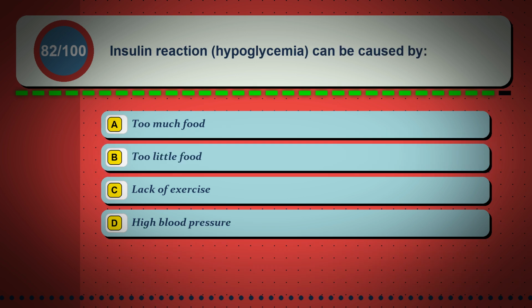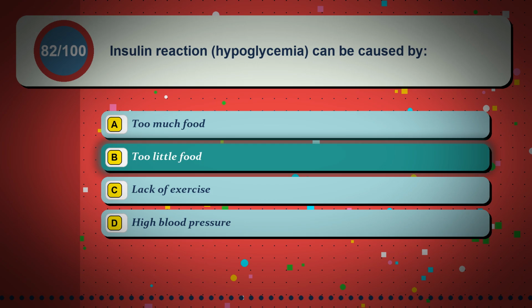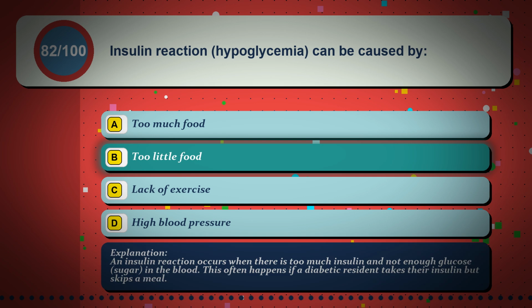Question 82. Insulin reaction, hypoglycemia, can be caused by option A, too much food. Option B, too little food. Option C, lack of exercise. Option D, high blood pressure. The correct answer is option B, too little food. An insulin reaction occurs when there is too much insulin and not enough glucose, sugar, in the blood. This often happens if a diabetic resident takes their insulin but skips a meal.